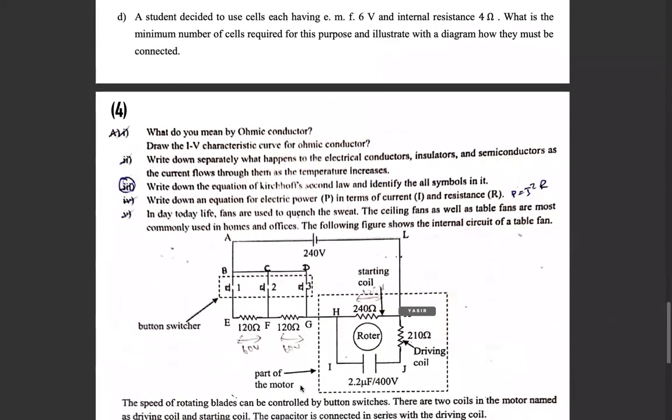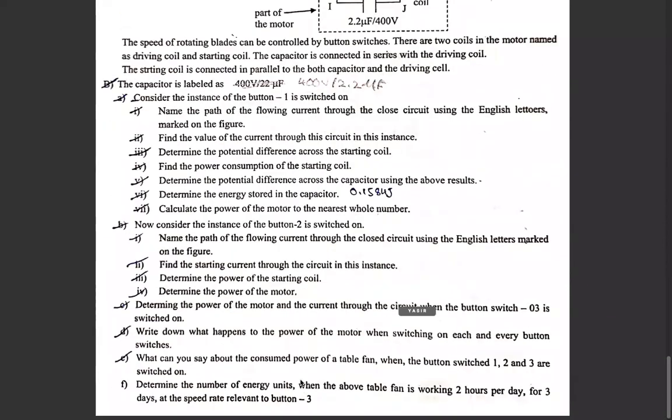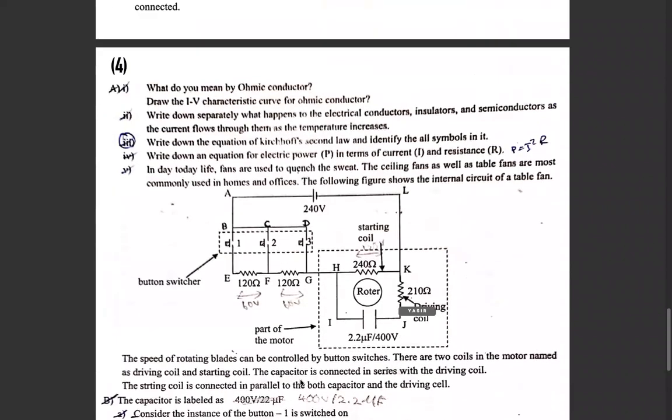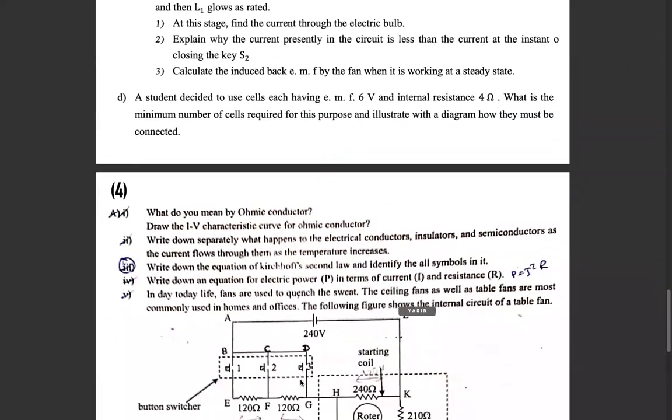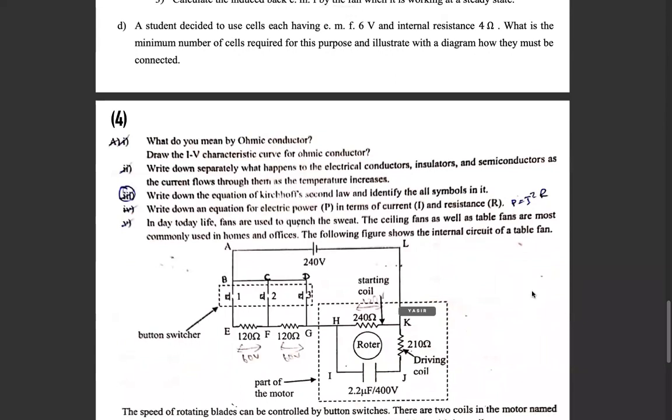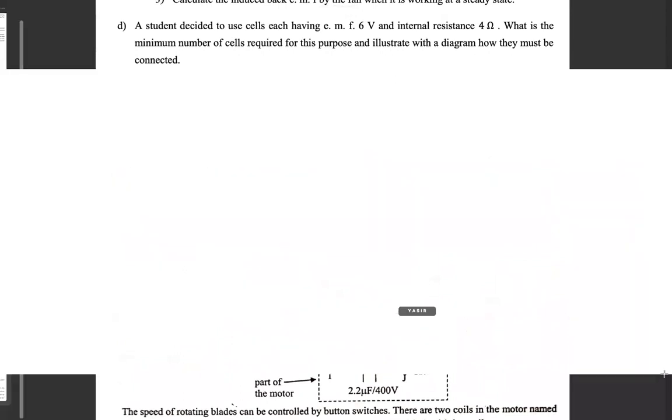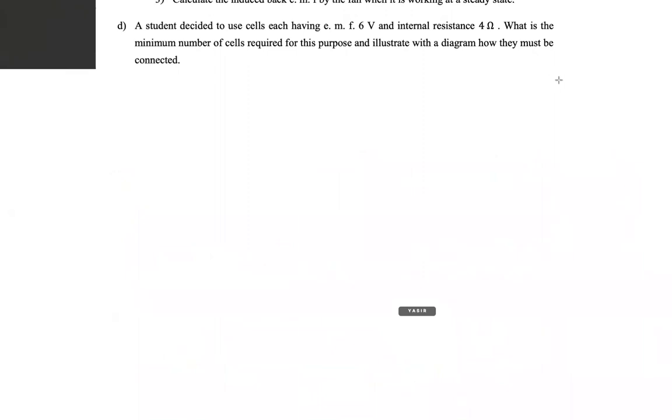This one is a big one. So let's see how far we can go in that. Okay, last part, D part of third question. A student decided to use cells each having EMF 6 volt of internal resistance 4 ohm. What is the minimum number of cells required for this purpose, and illustrate with a diagram how they must be connected.